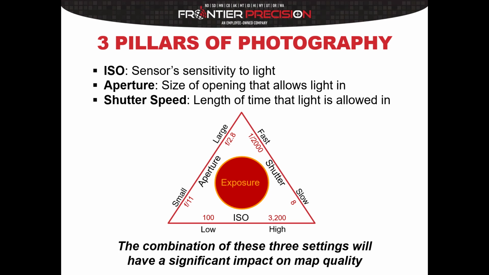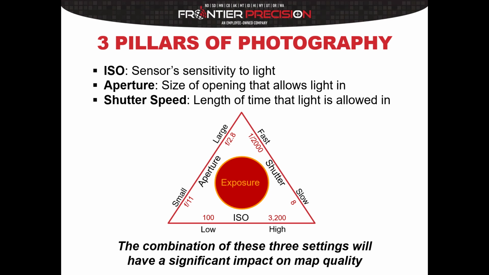ISO, this is the sensor's sensitivity to light. Increasing this value allows for shutter speeds to be increased in low light conditions. But the trade-off is the higher that you raise this value, the more potential noise you introduce into your project, especially in shadows.